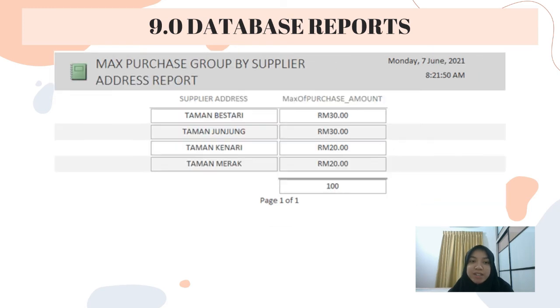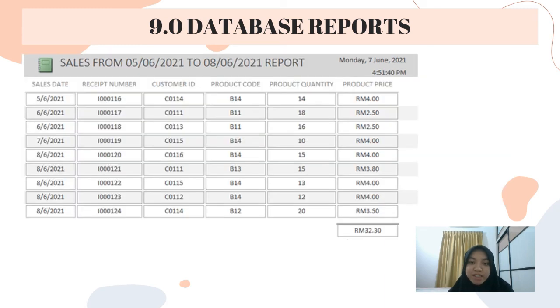The next report shows the maximum purchase based on supplier's address. We can see that Taman Bestari and Taman Junjung have the highest purchase. The last report displays sales transactions that occurred from 5th to 8th June 2021. From this report, we can see that there are 9 sales transactions that occurred during that period.